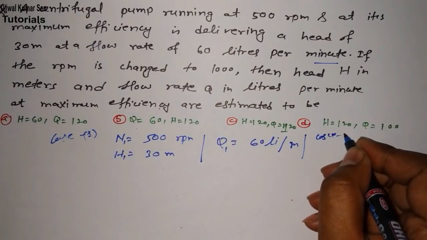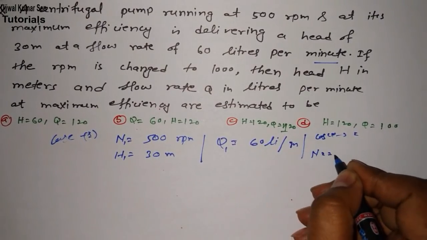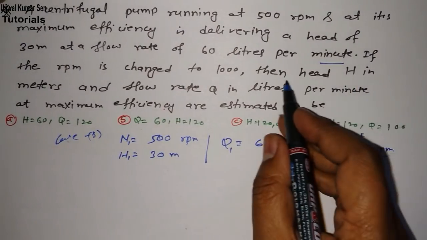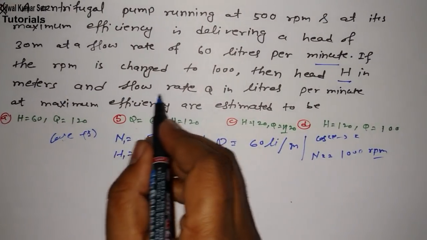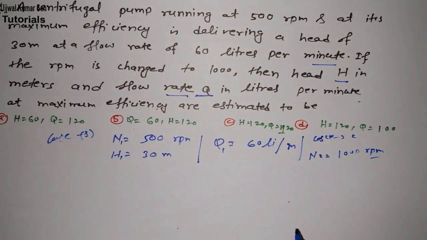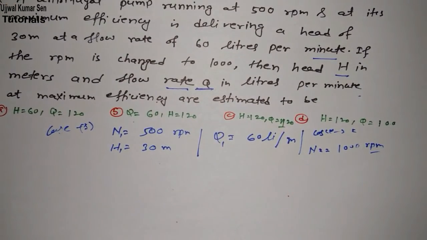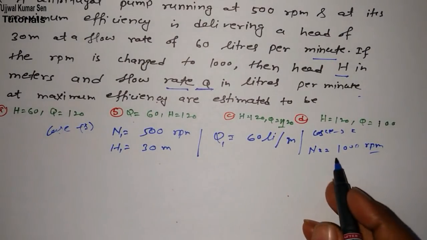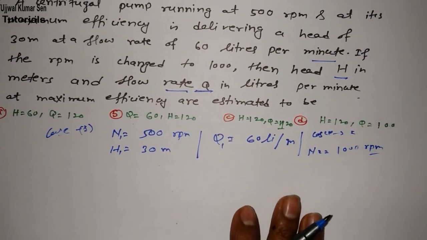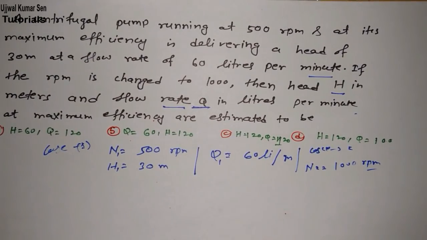Case 2. So in case 2, they said N2 is equal to 1000 rpm. Now we have to find out the head and flow rate, that is Q, in liters per minute at maximum efficiency. Okay, so if the condition is changing from here to here, if revolution per minute is changing, then we have to find out H and Q. So we have the same centrifugal pump.